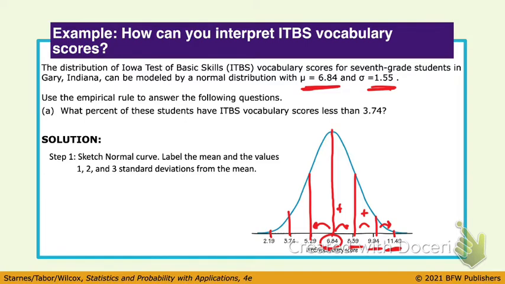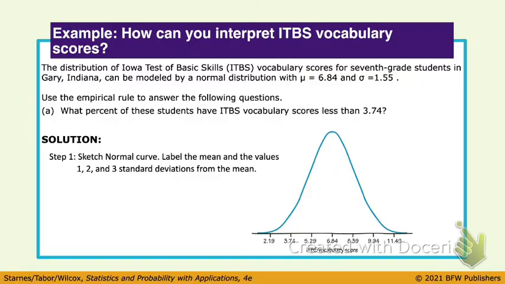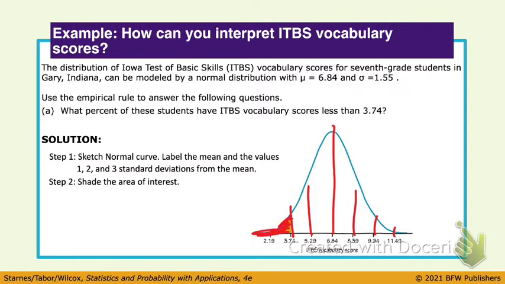Your next step is going to be to shade the area of interest. So we're looking at ITBS vocabulary scores of 3.75 or less. You can even draw a line if you want. These lines you can draw all the time. I just didn't draw them on the picture. So you're basically shading this area right here.